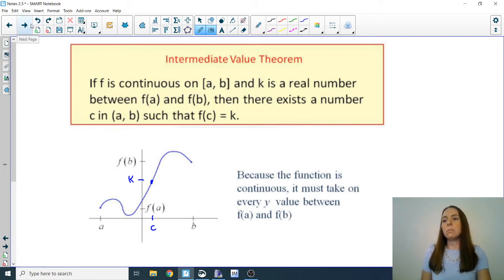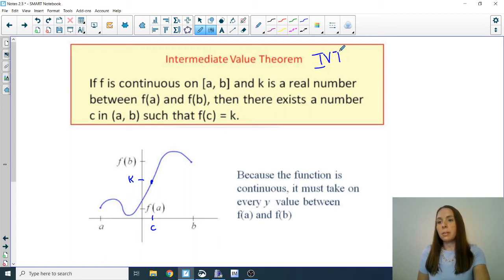When you start to prepare for the AP exam, you'll hear me talk about the existence theorems, and I will say things like the intermediate value theorem, or we call this IVT for short, just so you know. The intermediate value theorem guarantees the existence of just a function value. That's what it guarantees.